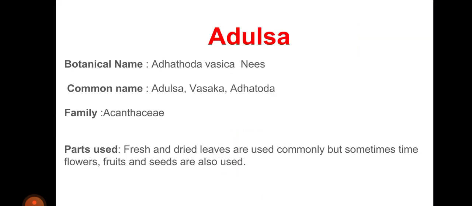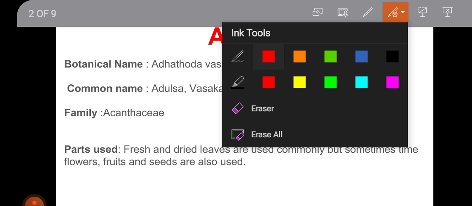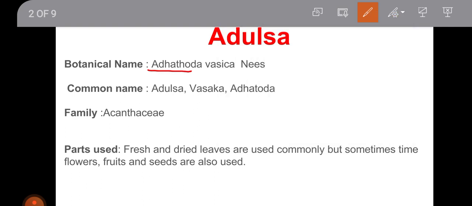Today we are going to learn about one of the interesting plants used in medicines, that is Adulsa. Its botanical name is Adhatoda vasica. Common names are Adulsa, Vasaka, and Adhatoda. This plant belongs to the family Acanthaceae.